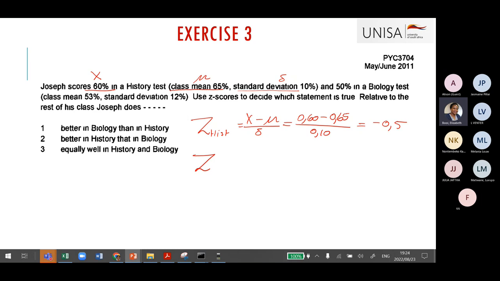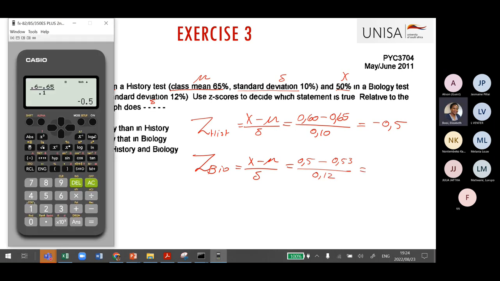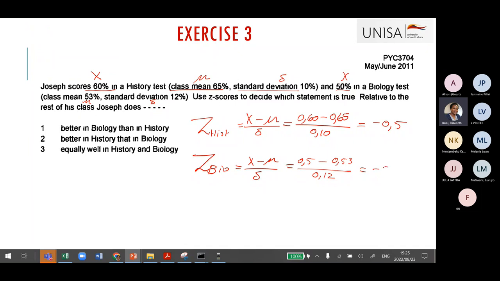So the next Z-score is for biology. The formula I need for biology is X minus the mean divided by the standard deviation. For the biology test, the score is X, with the mean and the standard deviation. Already I've identified that. 0.5 minus 0.53 divided by 0.12. Taking my calculator: 0.5 minus 0.53 equals, divide by 0.12 equals, and the answer will be minus 0.25.